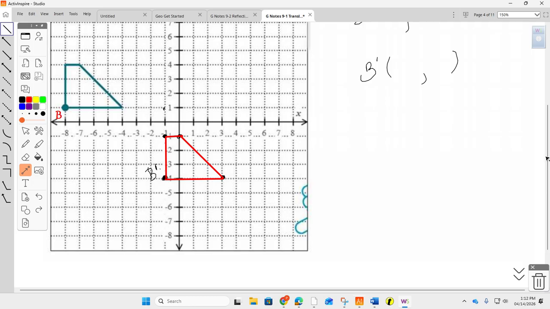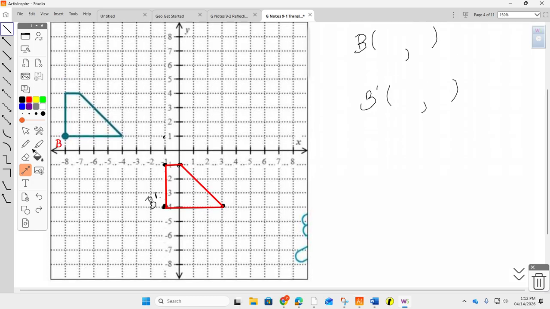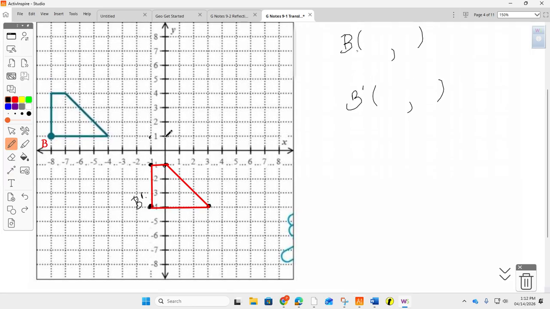So what are the coordinates of B? Remember, to find the coordinates of a point, you start at the origin and you count left or right and you count up or down. So you go left to get to B, so go left 8, -8, that's the x-coordinate. And then how far do we have to go up? Well, we go up 1, positive 1. Now our B prime, we start at the origin, left 1, so that's -1, and then down 4, -4.